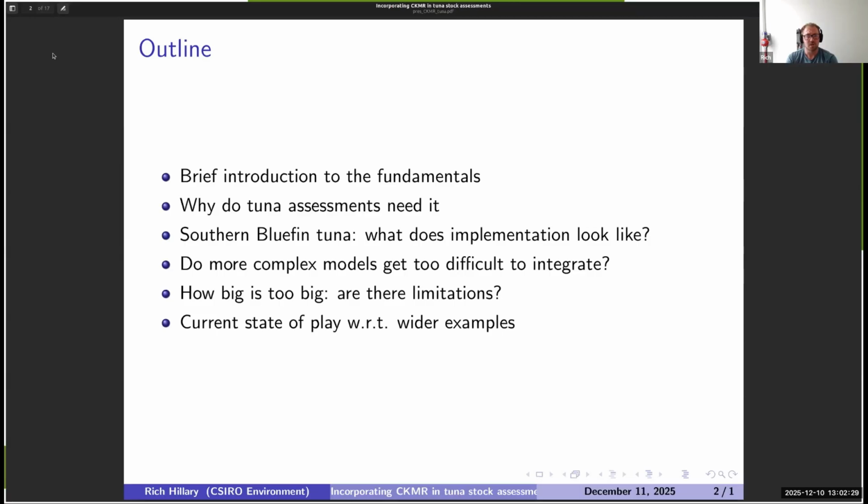I want to focus a bit on whether or not complex models get too difficult to integrate inside the models. And, given some of the issues around the relative size of some of the different tuna populations relative to what close-kin has been implemented on so far, is there a too big? Are some of those populations just too big to do it? What would the limitations be? And a bit of a talk about the current state of play with respect to wider examples.